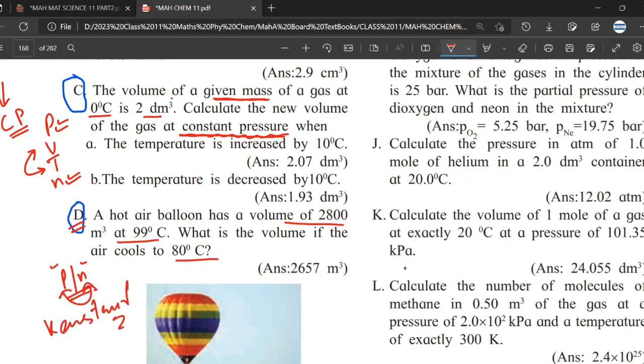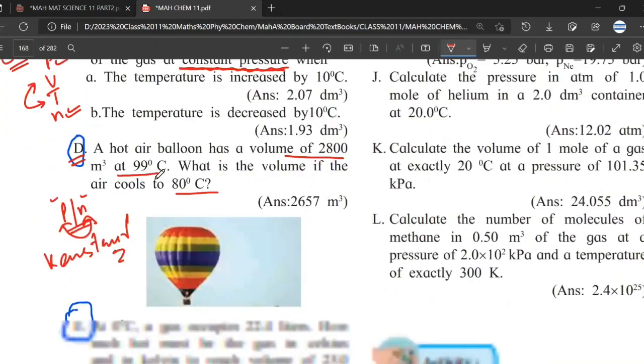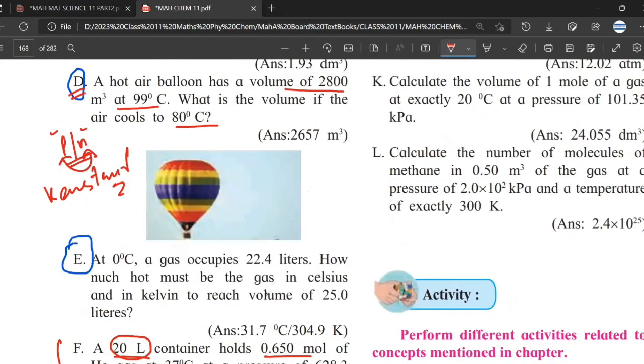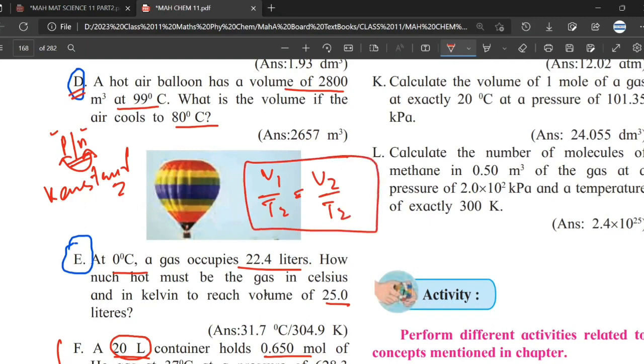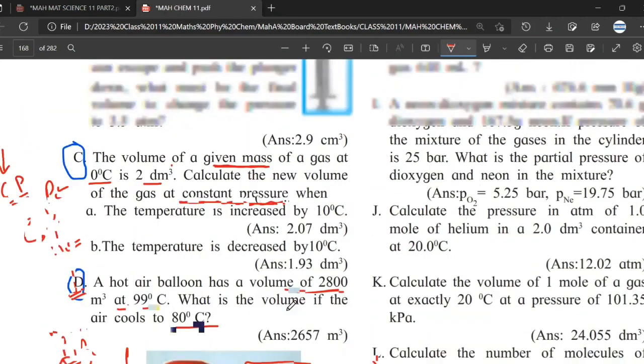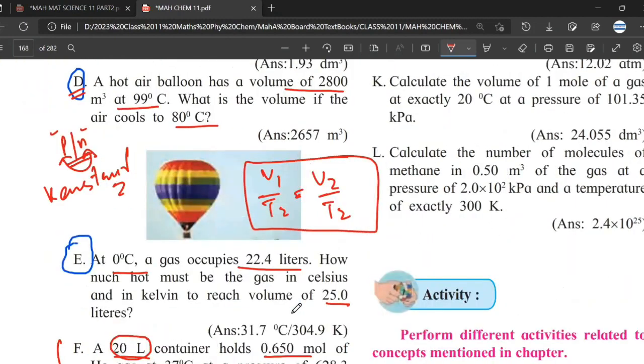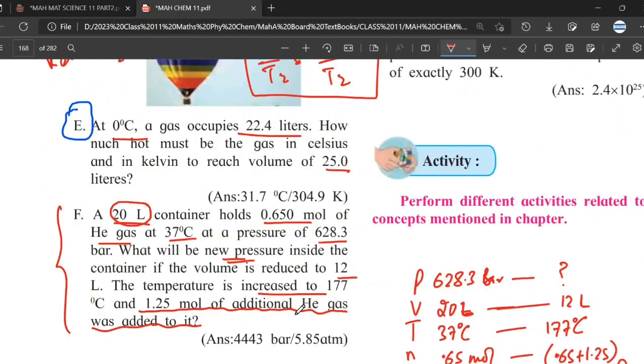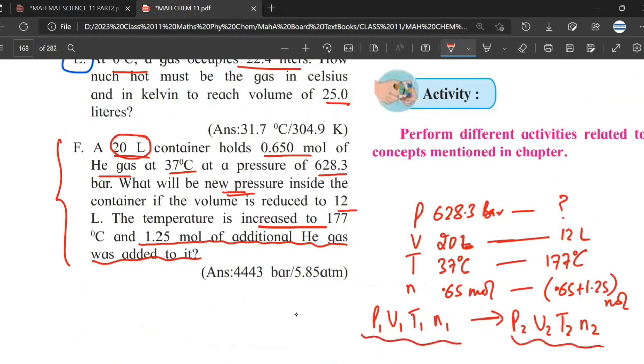See, right now we are doing numericals of Charles law. So we understand that in numerical C, numerical D, numerical E, at 0 degrees Celsius a gas occupies 22.4 liter; how much should it be heated to reach a given volume? We understand that Charles law, V1 upon T1 is equal to V2 upon T2, would be applicable. But when we are sitting in the exam, we won't be aware which law would be applicable. That is why you will have to look at the numerical very closely: what are the conditions which are changing?